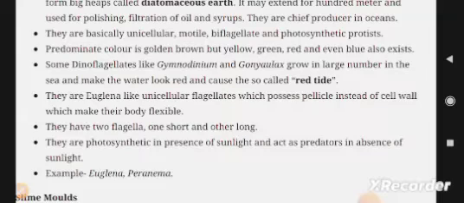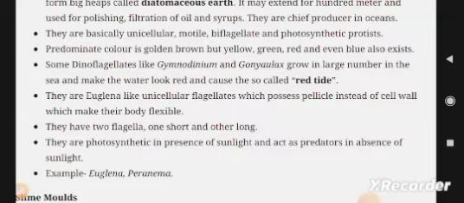Some dinoflagellates like Gymnodinium and Gonyaulax grow in large numbers and make the water look red, causing the so-called red tide.